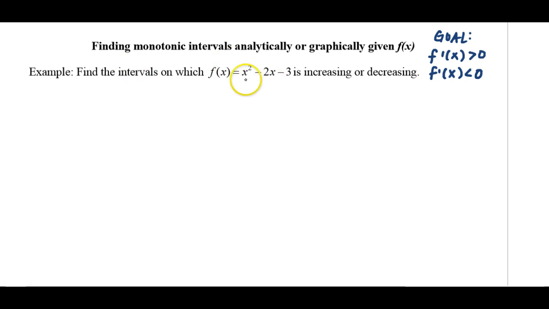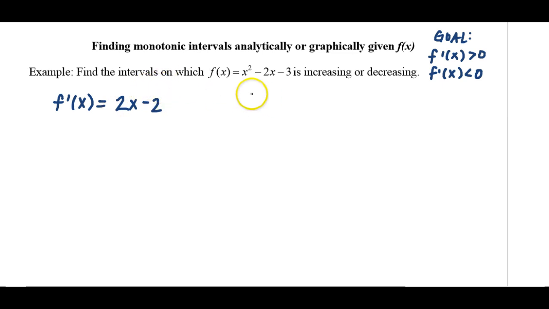Find the intervals on which f of x equals x squared minus 2x minus 3 is increasing or decreasing. So again, we're trying to figure out where the derivative is positive, because that's where the original function is increasing, and where the derivative is negative, that's where the original function is decreasing. So f prime of x, in this case, the derivative, is the function 2x minus 2 by the power rule. So this is a nice derivative. This is a linear function.